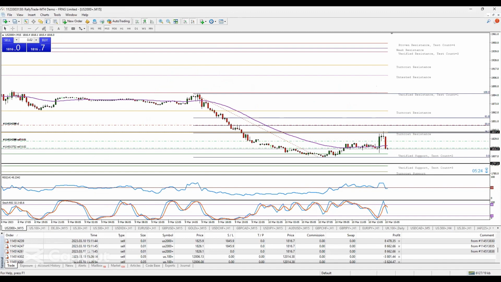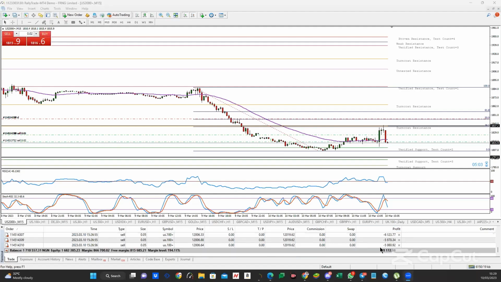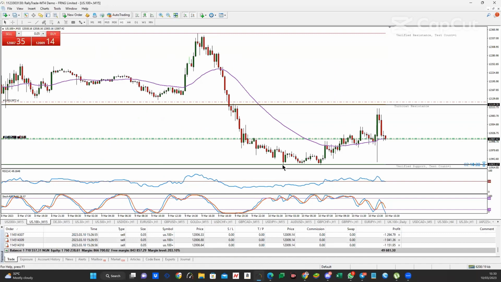Please, what can you see on the screen? Can you see minus 20 something K? So this is why it's not always good to leave your trades sometimes, on US 100, US 2000. Now this is what I call volatility, right? Volatility is happening right now.